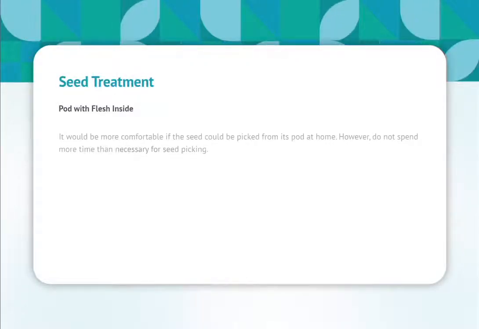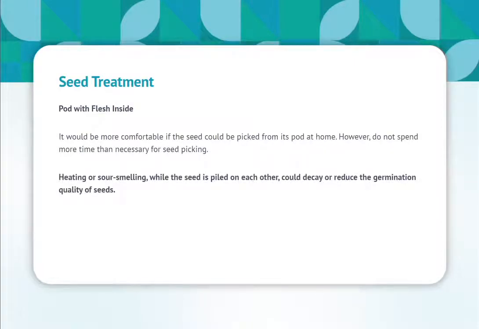Pod with flesh inside. It would be more comfortable if the seed could be picked from its pod at home. However, do not spend more time than necessary for seed picking. Heating or sour smelling, while the seeds are piled on each other, could decay or reduce the germination quality of seeds.